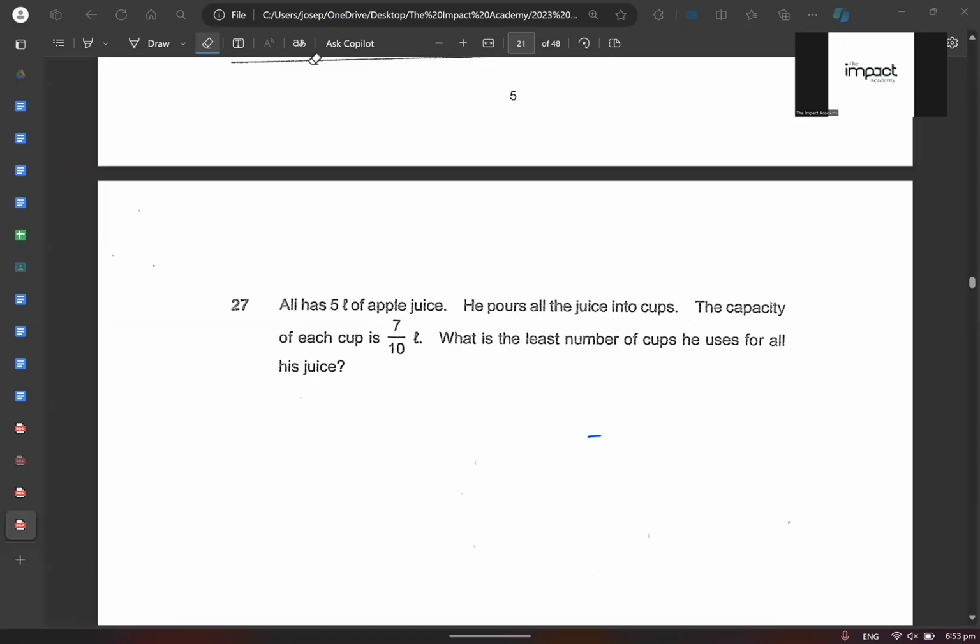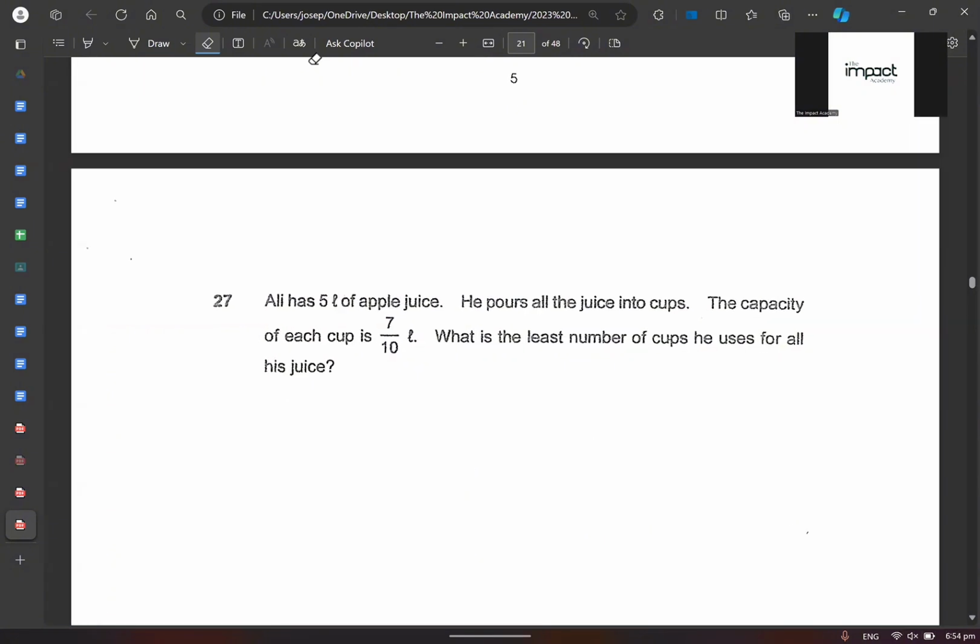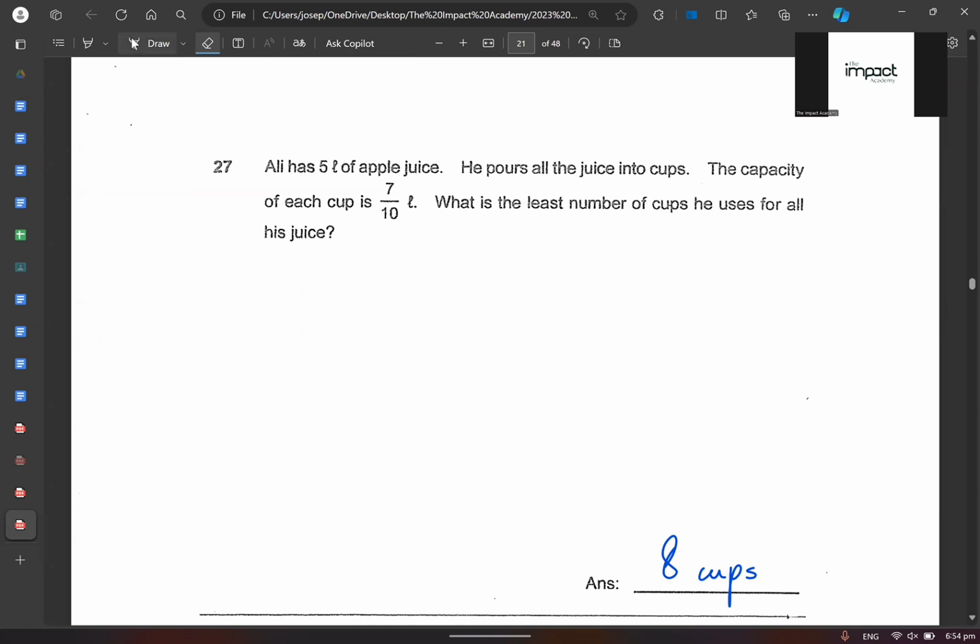Almost, I would say 80% of the students will get this kind of question wrong. You know why? Because you never focus on units. You never write units. You just divide and that's about it. Let me explain to you.